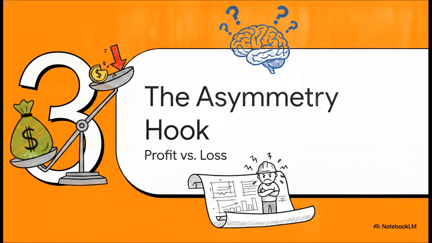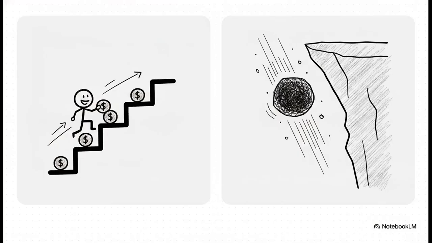Section 3. The asymmetry hook. Profit versus loss. This is where things get really interesting. For profits, we essentially have a gradually climbing staircase. As you complete 10%, then 20%, then 50% of the job, you slowly get to recognize that profit.